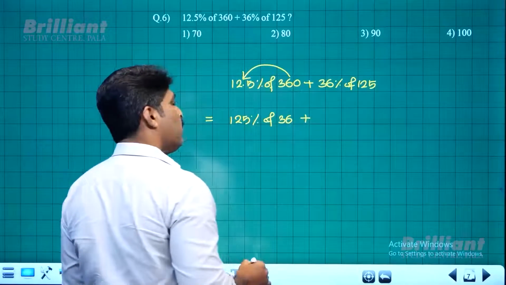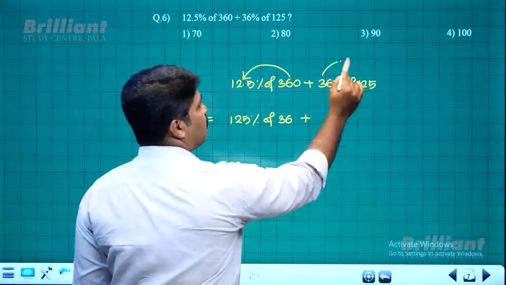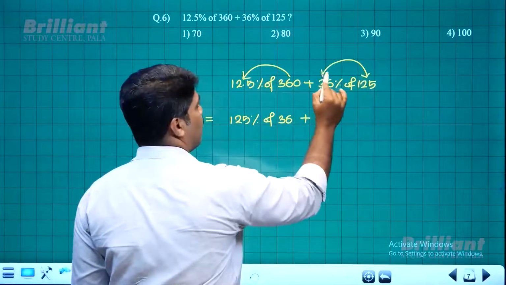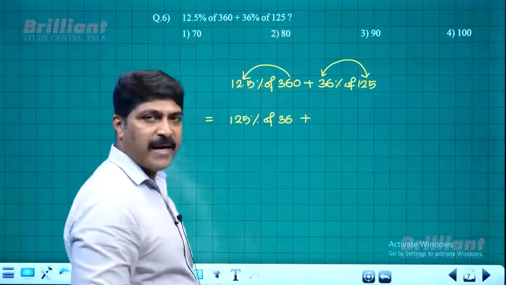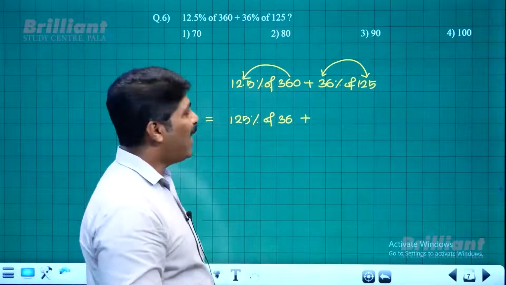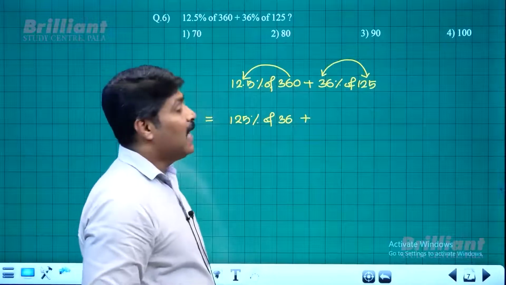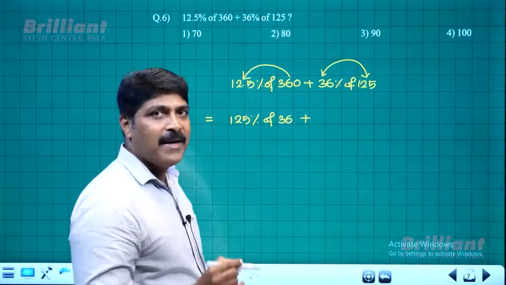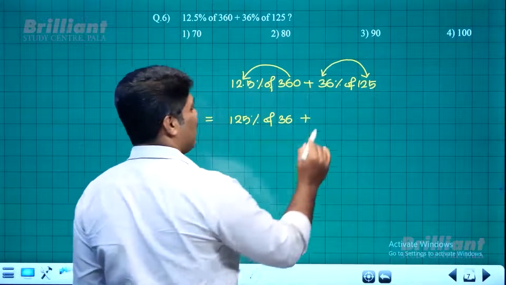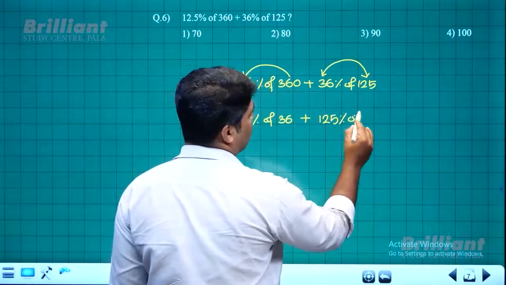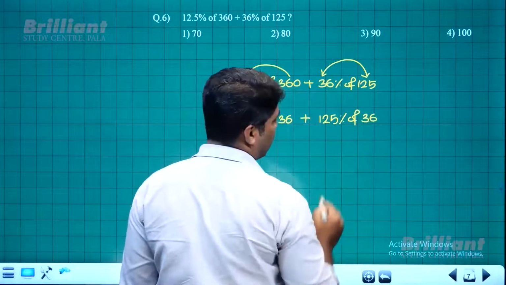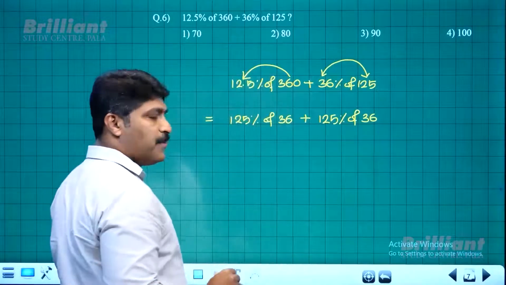Plus, what is the next arrangement? Interchange these values. That is, x percentage of y is the same as y percentage of x. That is known as the golden rule in percentage. Therefore, this is 125% of 36. Then after that, what do you want to do?